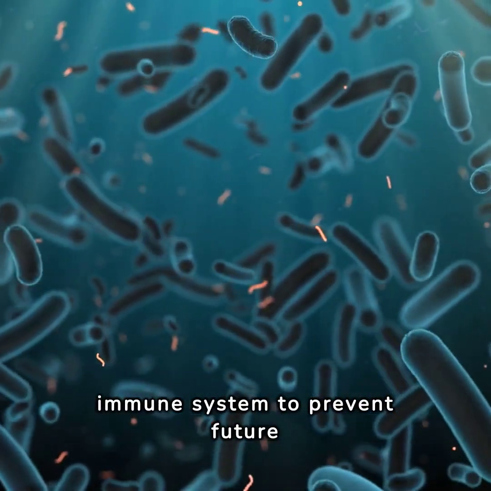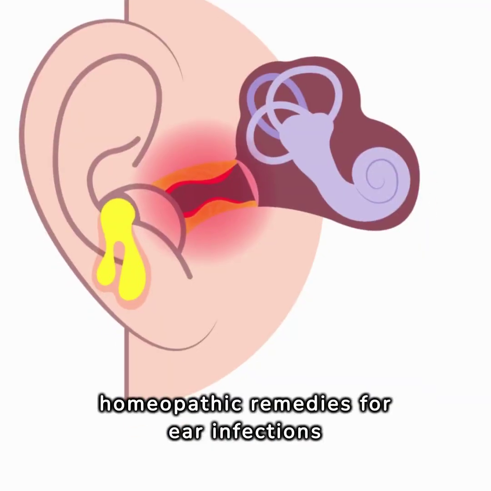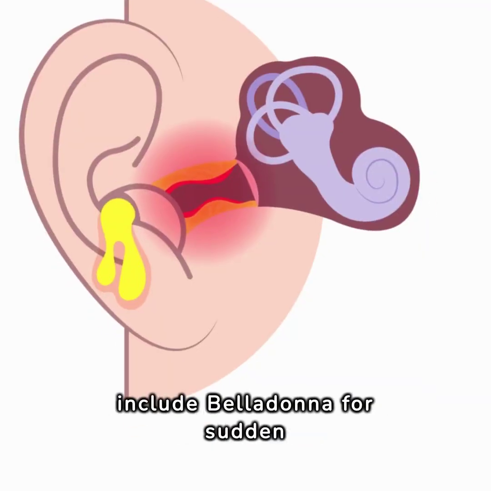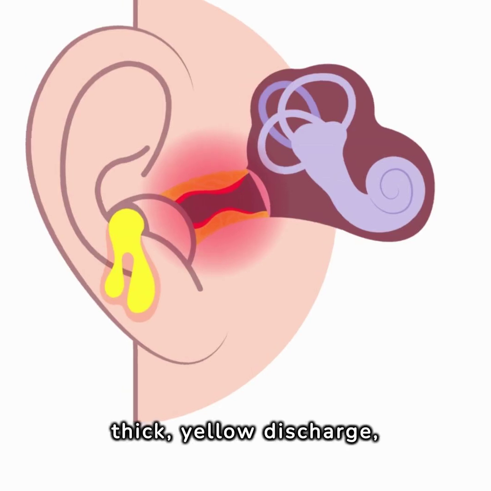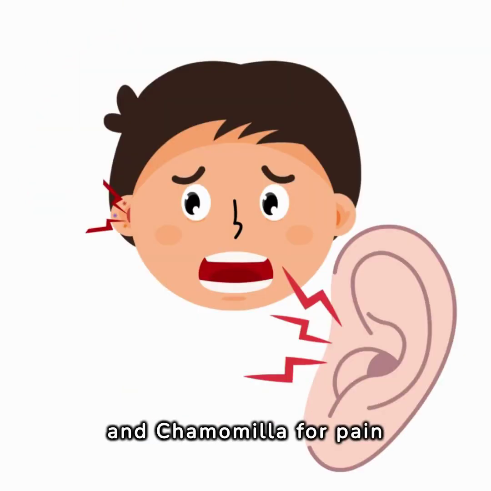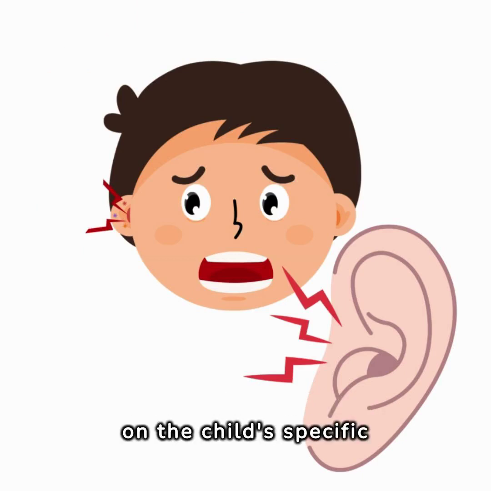to prevent future episodes. Commonly used homeopathic remedies for ear infections include belladonna for sudden onset of symptoms, pulsatilla for cases with thick, yellow discharge, and chamomilla for pain that is worse at night. Each remedy is chosen based on the child's specific symptoms and overall temperament.